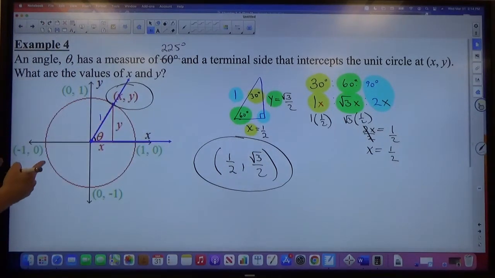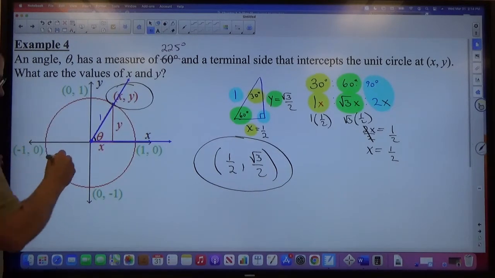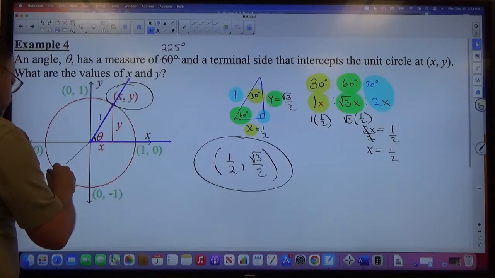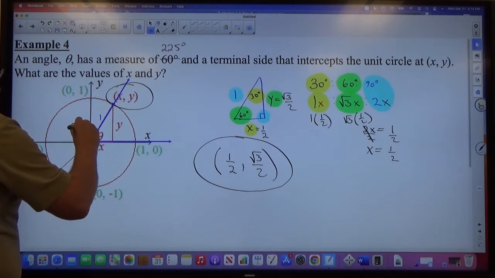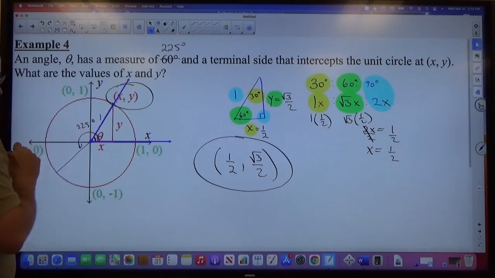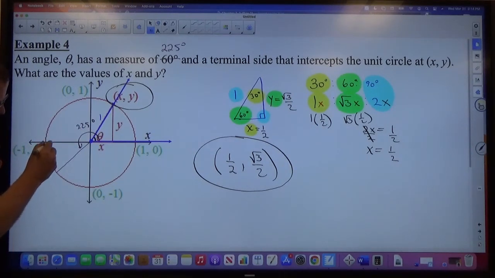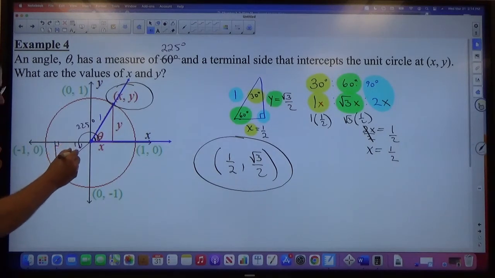So 225, 0, 90, 180, 270, so 225 is right here. So this is my theta now, which is 225. Okay. Now I'm going to draw a vertical line to the x-axis like so. And I need to know the reference angle here.